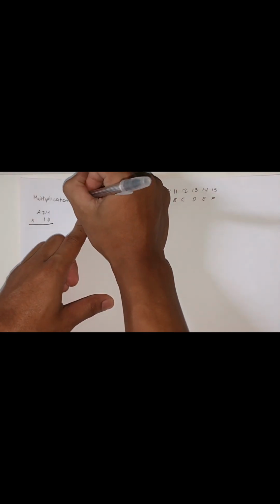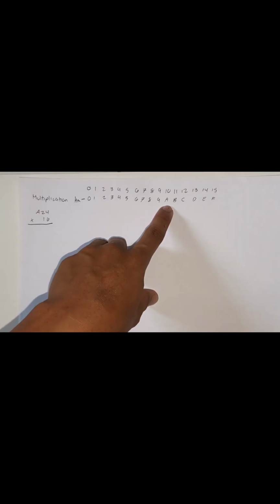So the first thing that we need to identify is the digit. We all know that hexadecimal is base 16. So we have here the decimal, which is 0 to 15, and this is the hex, which is 0 to 9, and then A to F.